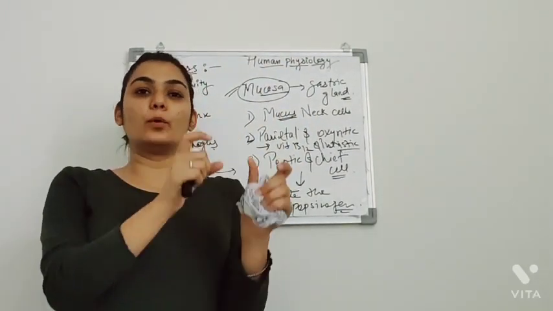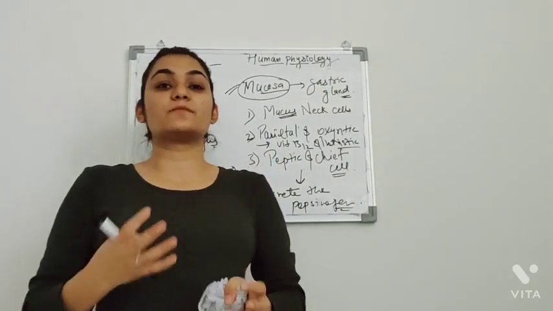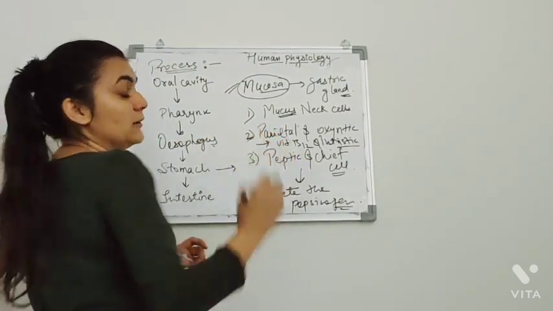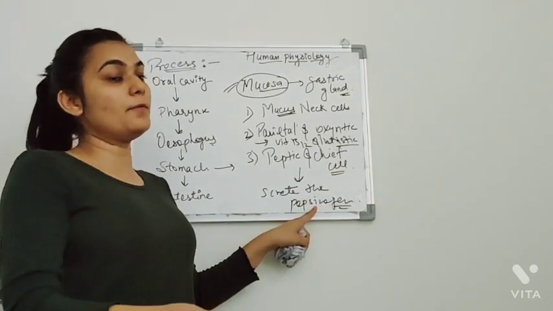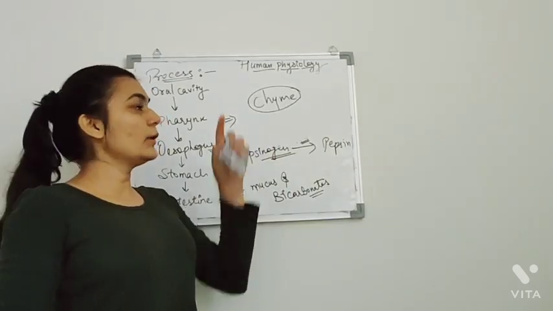This is the pro-enzyme. The term pro and the ogen term is used for the pro-enzyme, which is the inactive form of the enzyme. So you can say the peptic cells help in the secretion of pepsinogen. This is the inactive form, and further it can be activated and help in digestion.